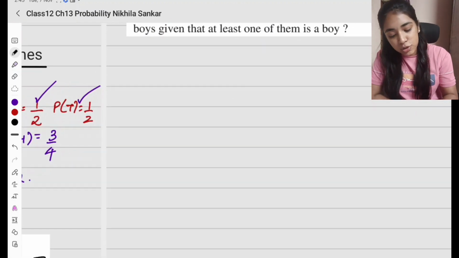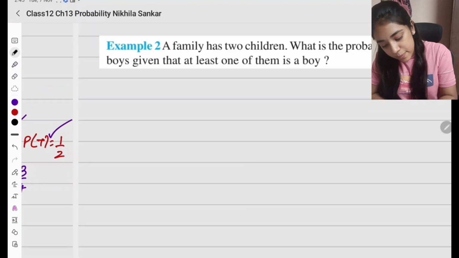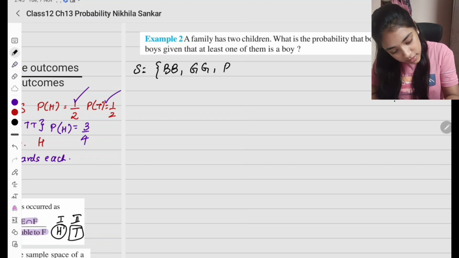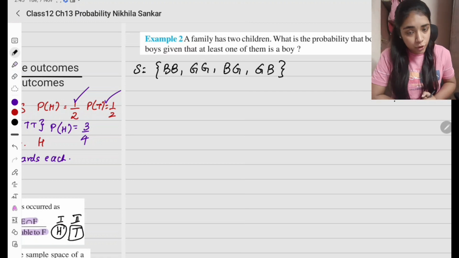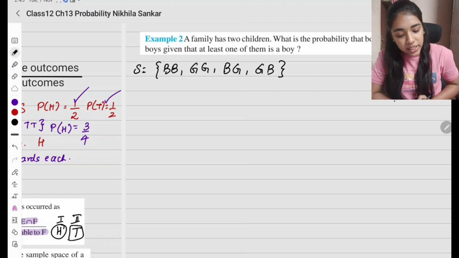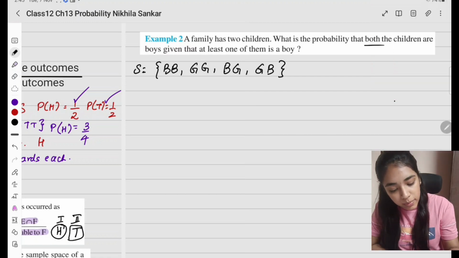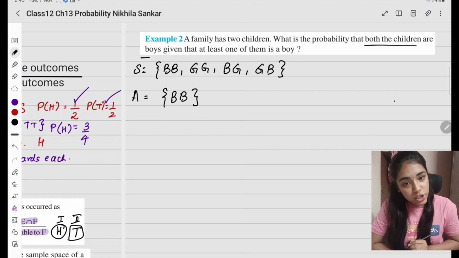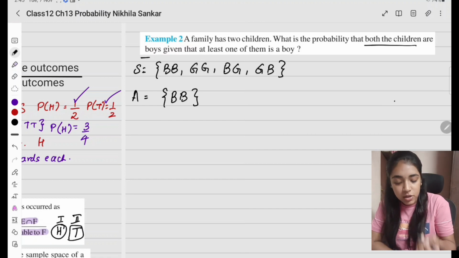A family has 2 children. ஸோ இப்போ 2 childrenனா சாம்பிள் ஸ்பேஸ் எப்படி இருக்க போகுது? My sample space is going to have 2 boys, 2 girls, boy girl, இல்ல girl boy. So these are the 4 possibilities. What is the probability that both the children are boys? So I'm going to take my event A where both the children are boys. So this is going to be my elements of A.